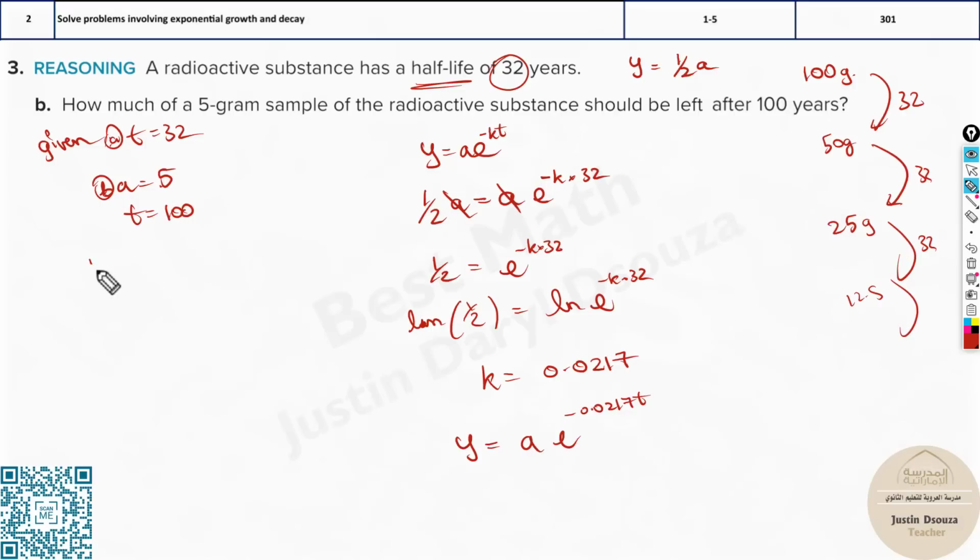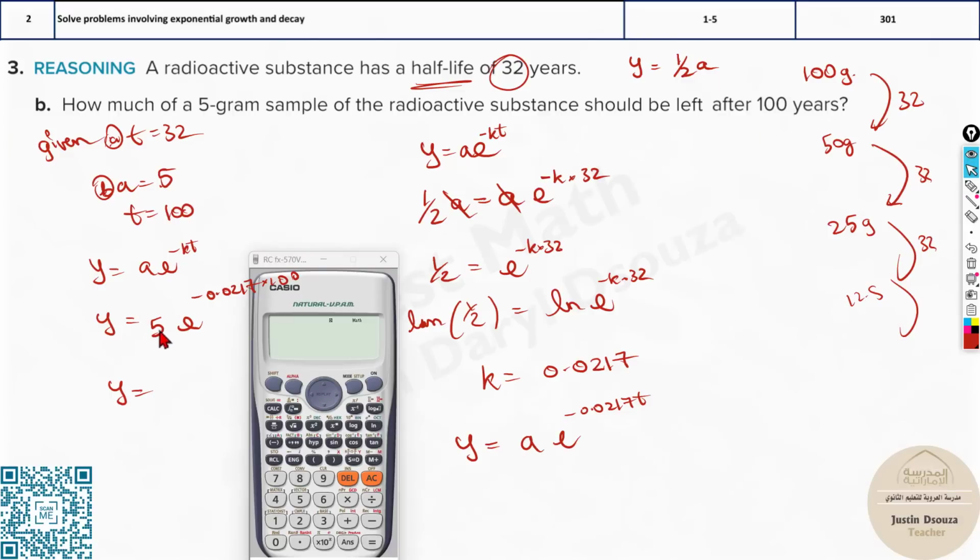Now we will use the same formula, y equals a e to the power minus kt. But now we have solved this situation, right? And we have got the k value, we should use this actually instead of k. But anyways, I'll write it again. y is equal to, what is the y value? If a 5 gram sample, that is a is 5, e to the power minus 0.0217, and after how many years? t is how much? 100. This is it. So you have to just put this entirely in the calculator because there's nothing else to do.